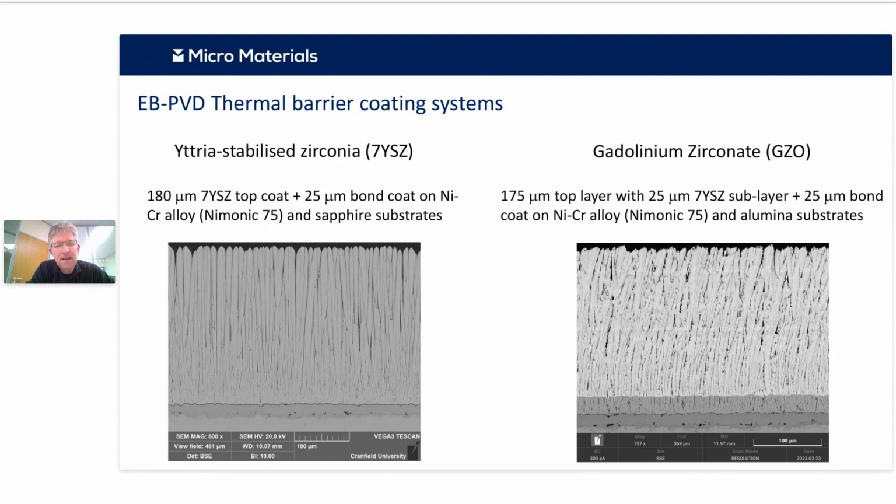In this case, the gadolinium zirconate, or GZO, on the right has a sublayer of yttria-stabilized zirconia underneath as well. So you see these are much more complex systems than the glasses.